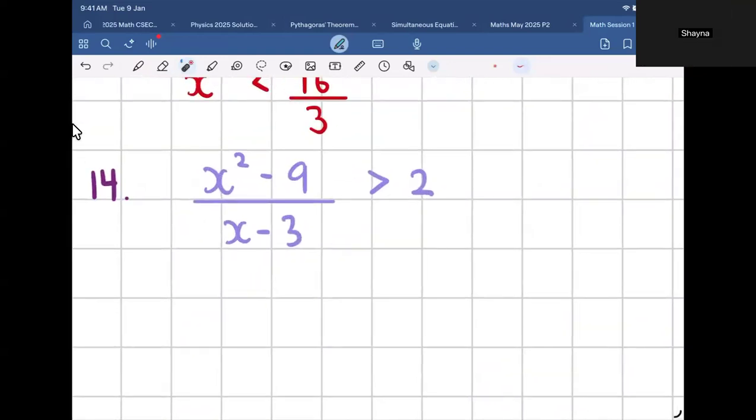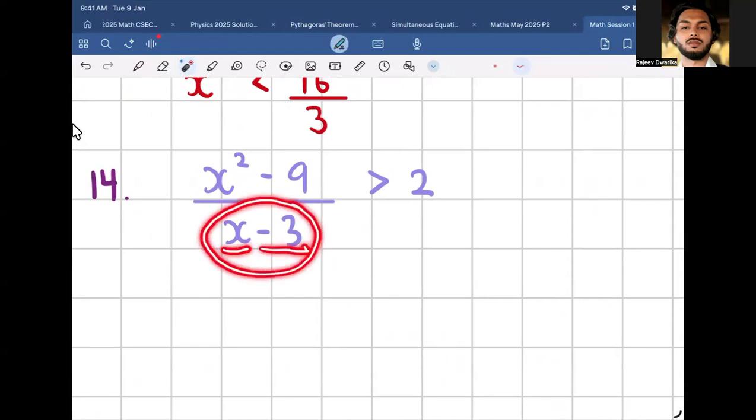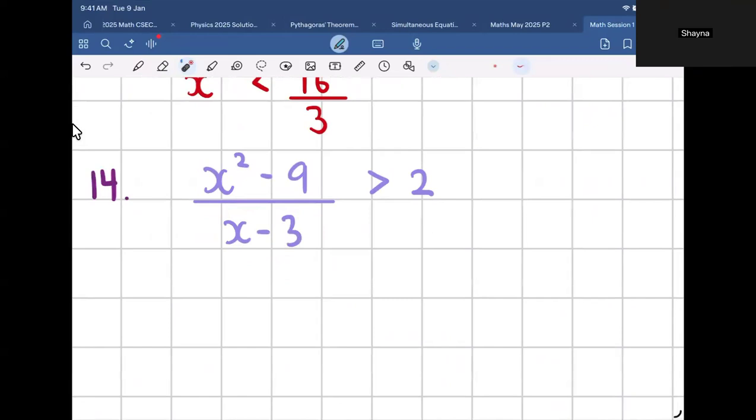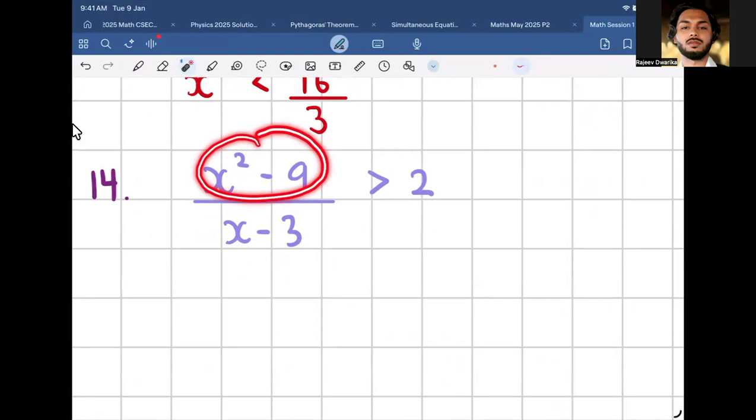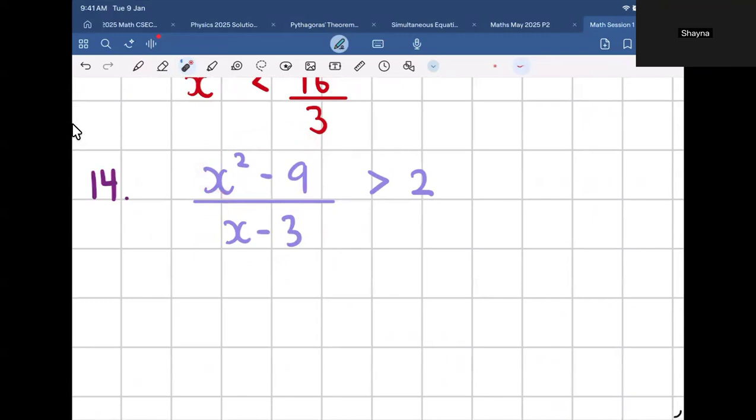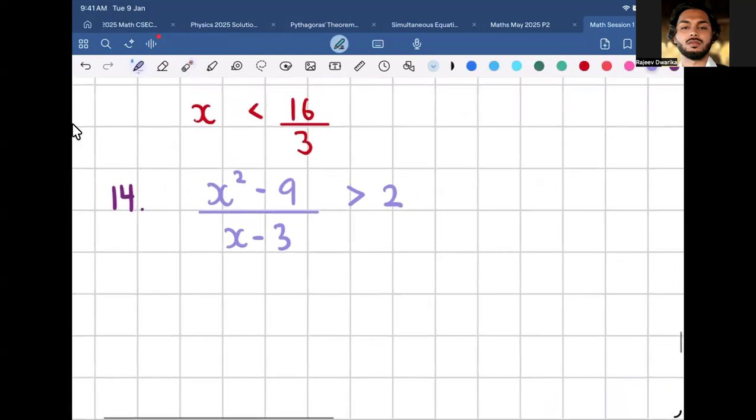Another thing, we have x minus 3. This is a sum or a difference? It's x minus 3, a difference of two terms, right? Because I'm minusing x minus 3. The term you have on top is also a difference. Anytime you have a sum or a difference, you cannot, I repeat, you cannot cancel off. So let's factorize.